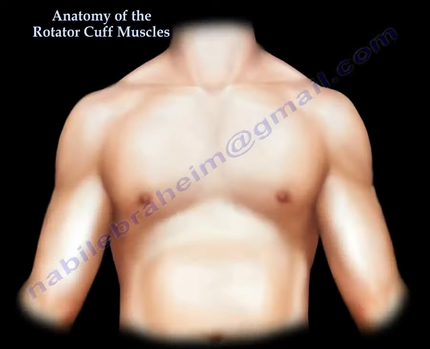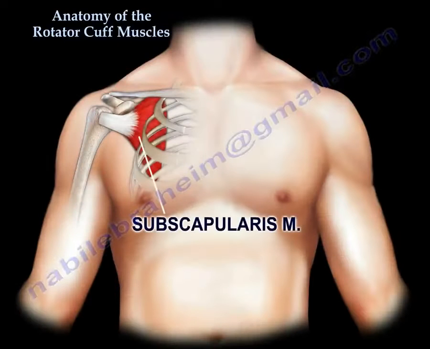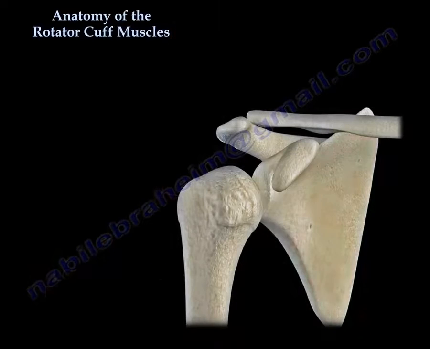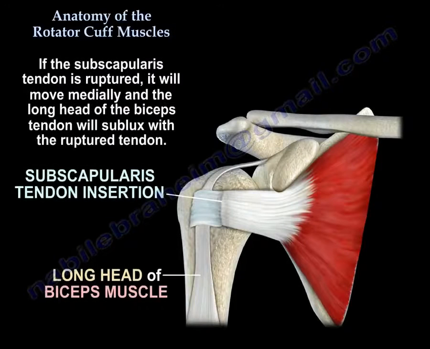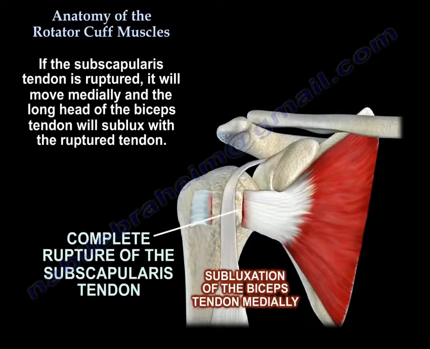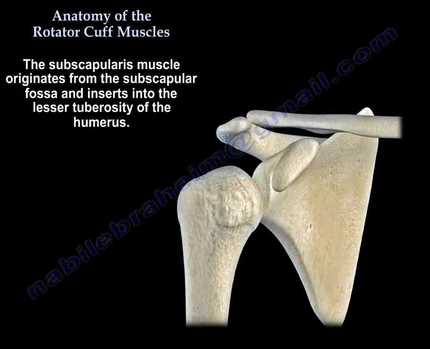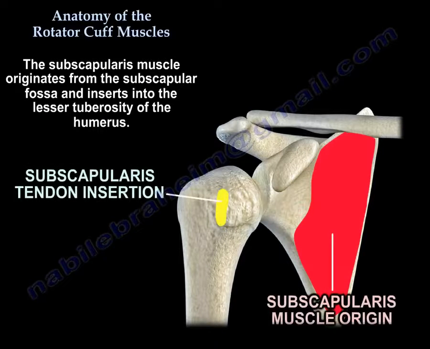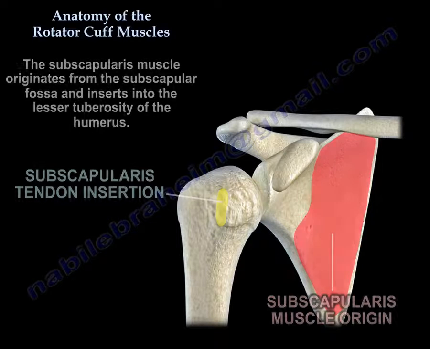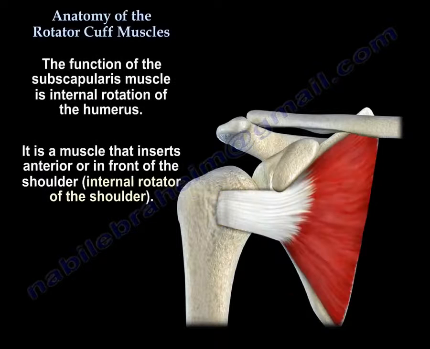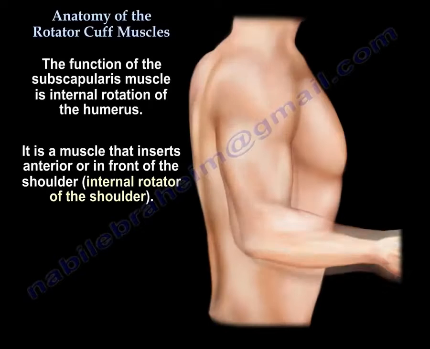How about the last one, the subscapularis? Next to it is the biceps tendon. So if the subscapularis ruptures, it goes medially. The biceps tendon will be dislocated or subluxed and goes medially also. The subscapularis originates from the subscapular fossa and inserts into the lesser tuberosity of the humerus. The function, you can see it. It is internal rotation of the humerus.